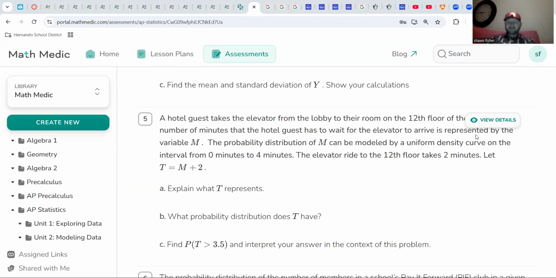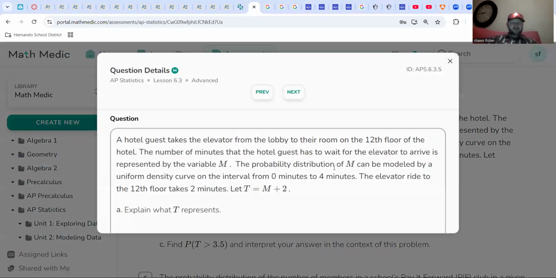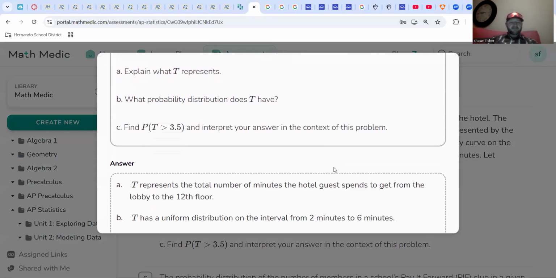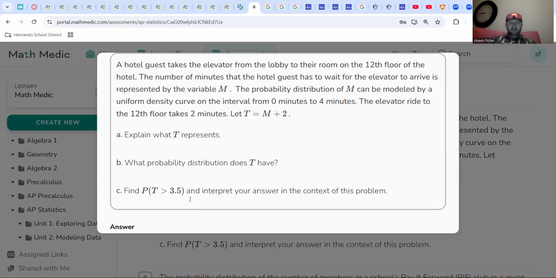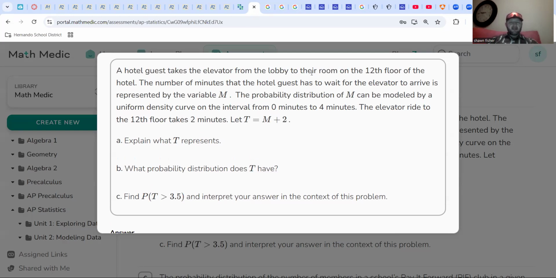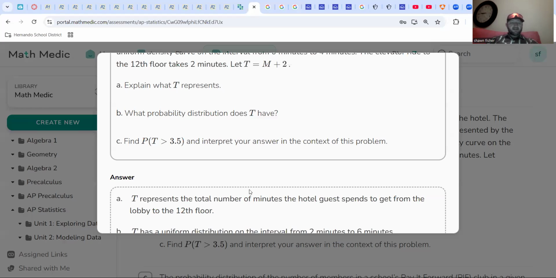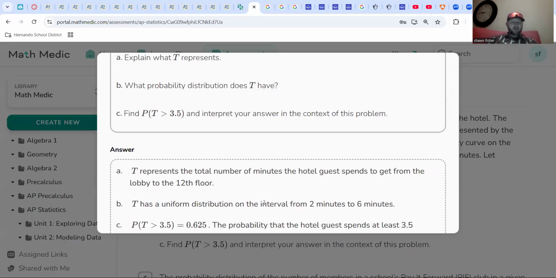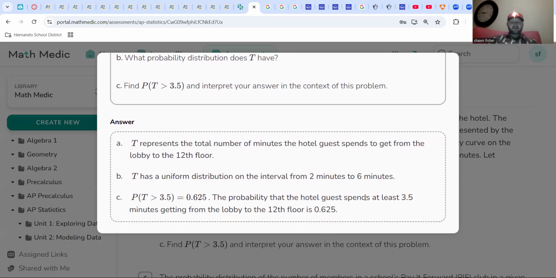All right, very nice. Let's see our answers here. Let's just check them. T represents total time. Yes, getting from the lobby to the 12th floor. I don't remember him saying that his room was on the 12th floor. Oh, it does: to their room on the 12th floor. There it is. T has uniform distribution on the interval from 2 to 6. M has an interval from 0 to 4. We're talking about T though, right? The probability that the hotel guest spends at least 3.5 minutes getting from the lobby to the 12th floor. There we go. Very nice.